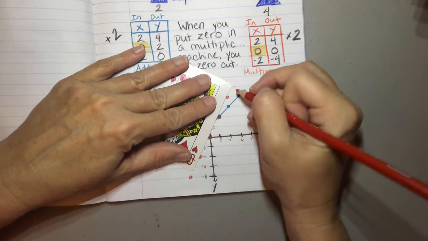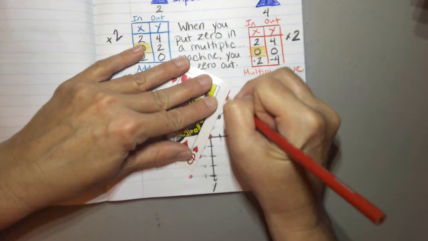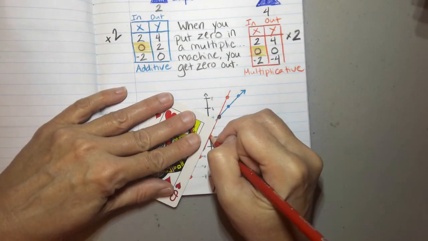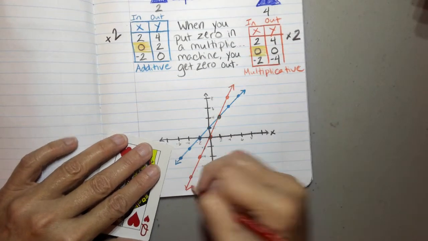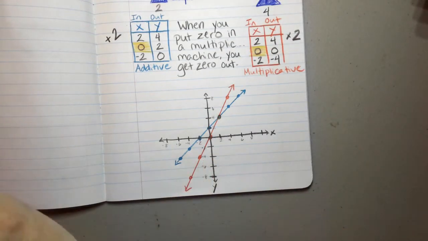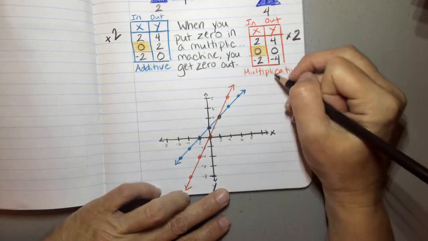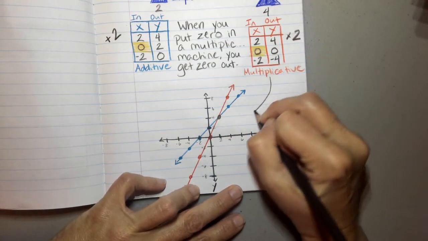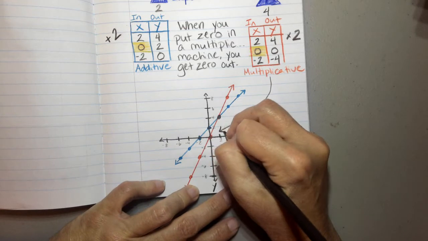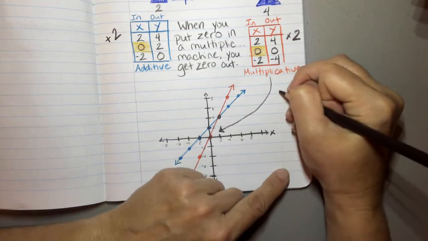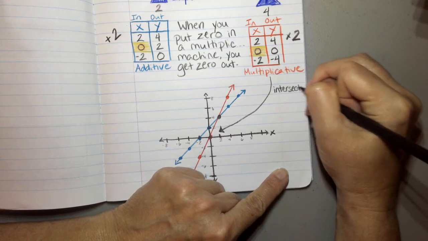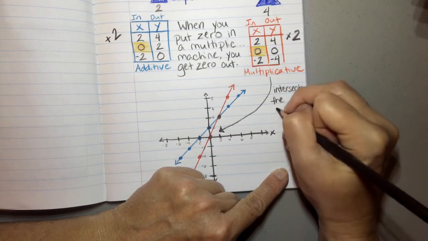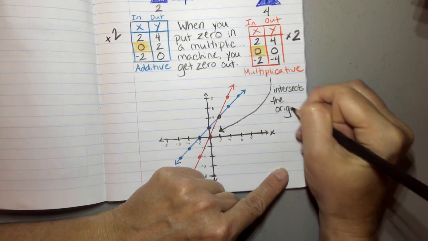Use my ruler or my Queen of Hearts card to make my line. Okay. All right. So what I'm wanting you to notice is that the multiplicative relationship intersects the origin. Intersects the origin.